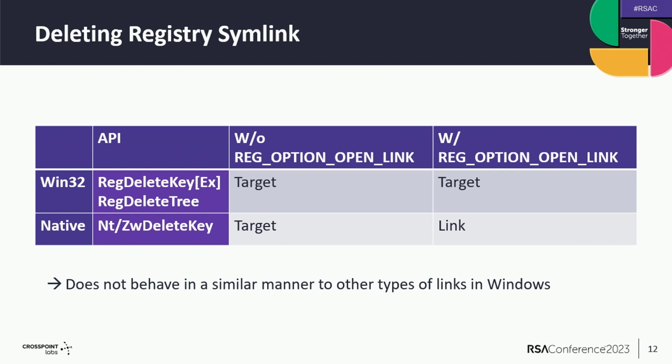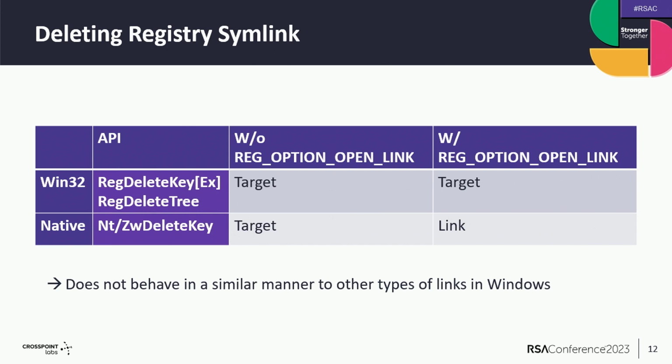So in this case, if you try to open the key without specifying the option REG_OPTION_OPEN_LINK, and then you pass on that handle to other APIs, like the Win32 APIs that delete keys, then the target will be deleted rather than the link, which is not really ideal. Now, what's even more interesting, if you open the key with the option REG_OPTION_OPEN_LINK, and then you pass on the handle to the Win32 APIs that I've just mentioned, RegDeleteKey or RegDeleteTree, the target will also be deleted. So basically, that leaves user mode developers with no documented way to delete links in the user mode.